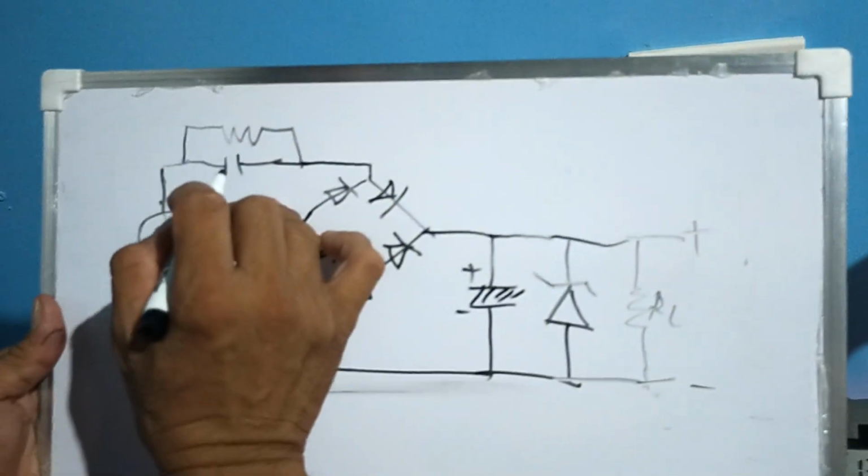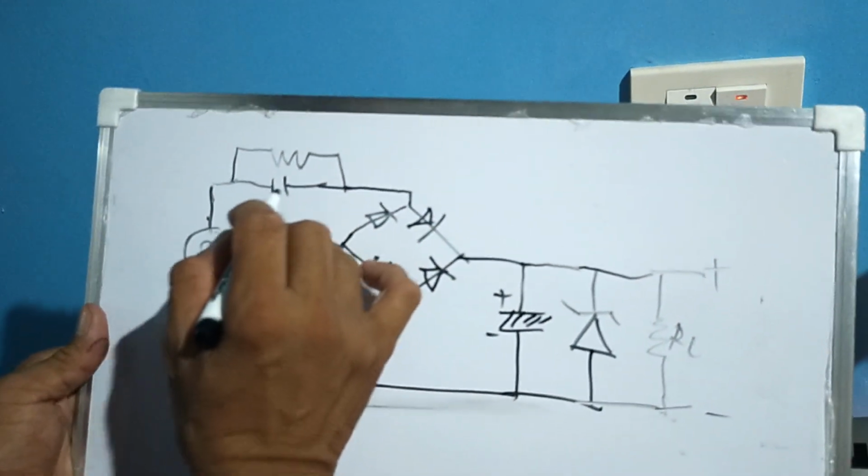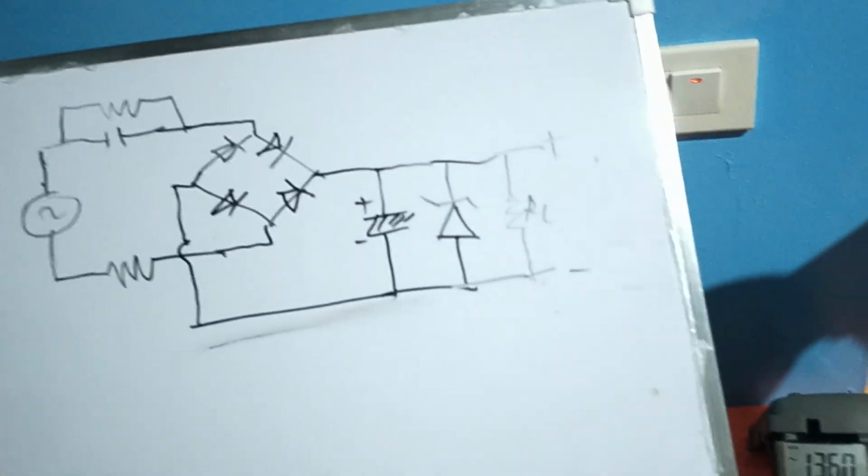So, how much would be the capacitance of this capacitor as a voltage dropper? So, we need to compute that.